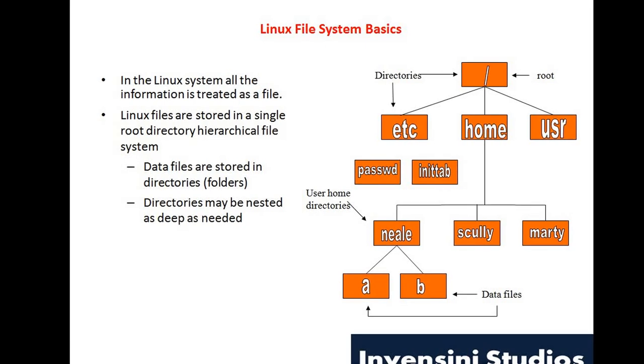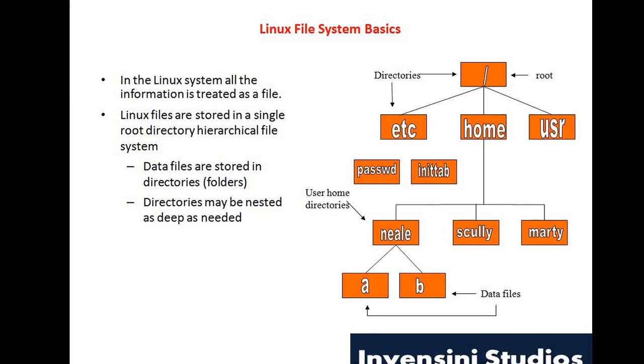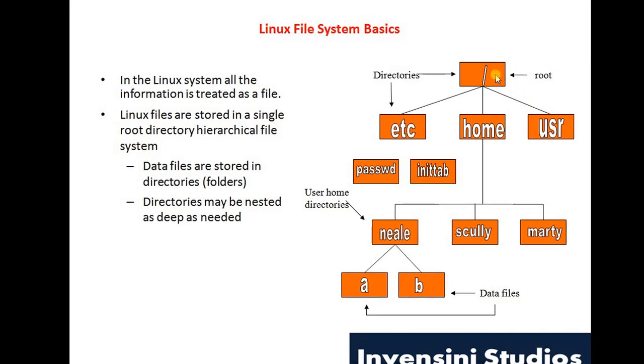So what is a file system? A file system is actually a structure that stores data. In Linux you have a root directory, and then from the root you have etc, home, user, and many other directories. We'll see practically.